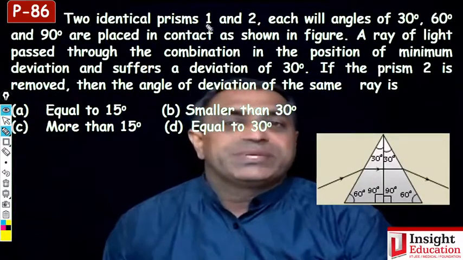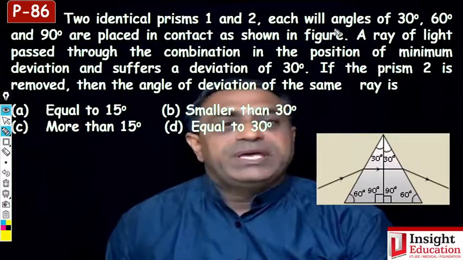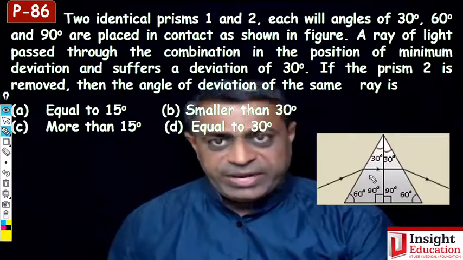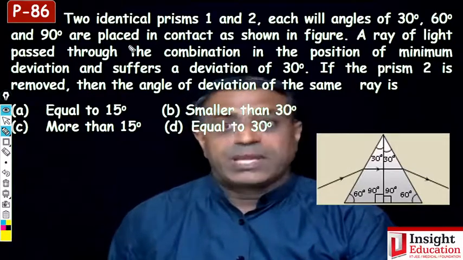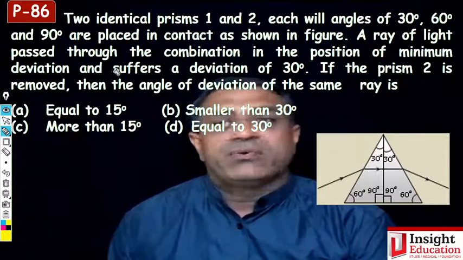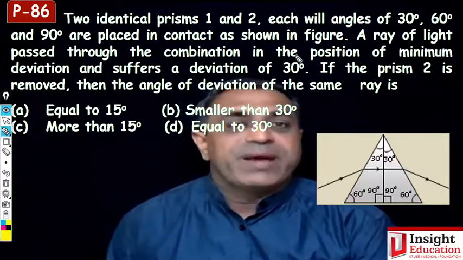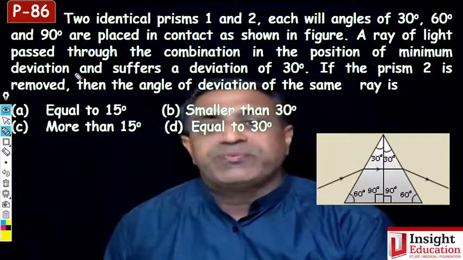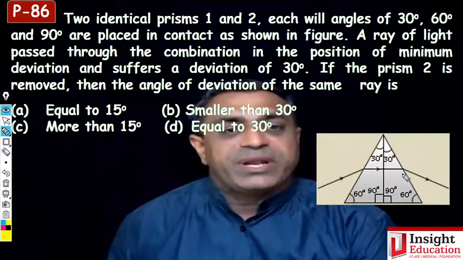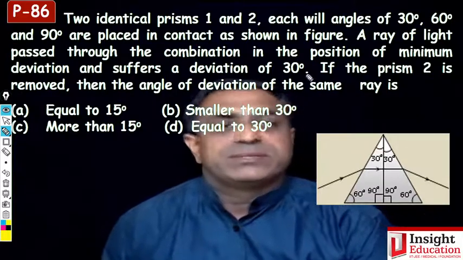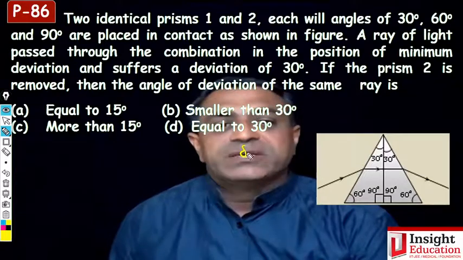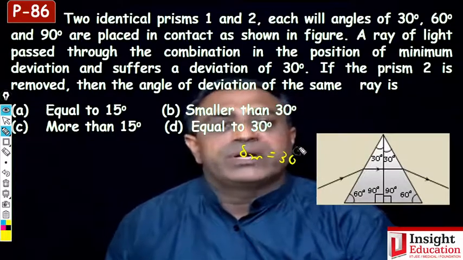Two identical prisms 1 and 2, each with angles 30, 60, 90, are placed in contact as shown in the figure. A ray of light passes through the combination in the position of minimum deviation. So in the position of minimum deviation, the ray is parallel to the base and suffers a deviation of 30 degrees. So delta M is equal to 30 degrees.